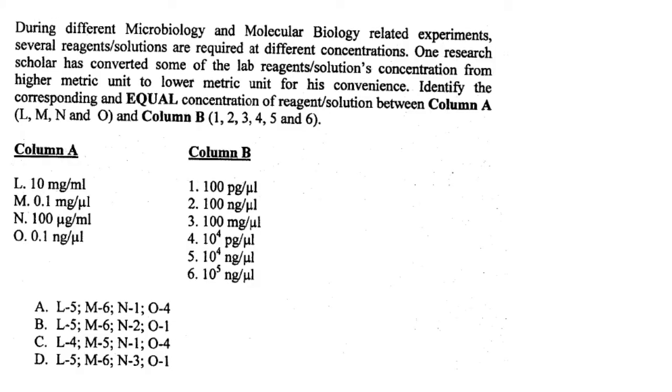Then, during different microbiology and molecular biology related experiments, several reagents or solutions are required at different concentrations. One research scholar has converted some of the lab reagents or solutions concentration from higher metric unit to lower metric unit for his convenience. Identify the corresponding and equal concentration of reagent or solution between column A and column B. So the calculation I have done in my next slide, and here they have given the question, that is L, 10 mg per ml, and we have to calculate from column B whether it is picogram or nanogram per microliter or milligram per microliter.